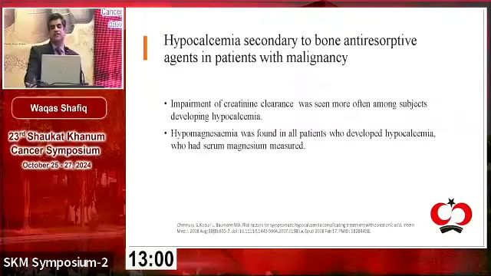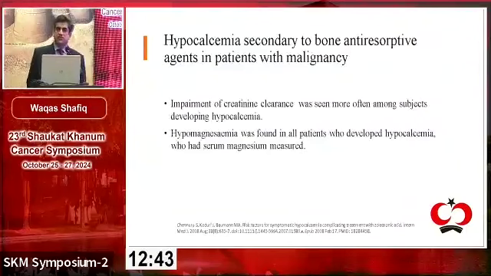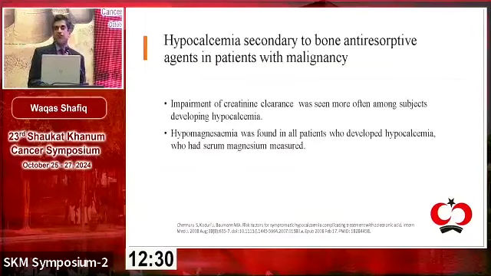Impairment of the creatinine clearance was more often seen among the subjects developing hypocalcemia. Hypomagnesemia was found in all patients who developed hypocalcemia when it was checked. It's a retrospective analysis, so not everyone's magnesium was checked, but when it was checked, they found that it was low. So it's another risk factor: cancer patients who have low magnesium are very prone to become hypocalcemic if they receive zoledronic acid or denosumab.